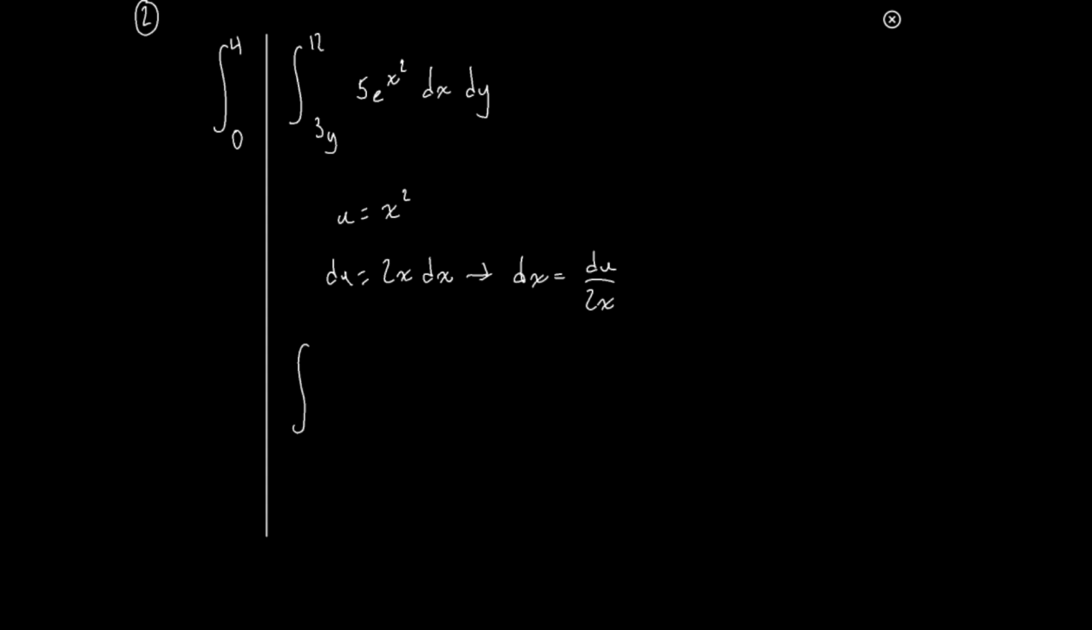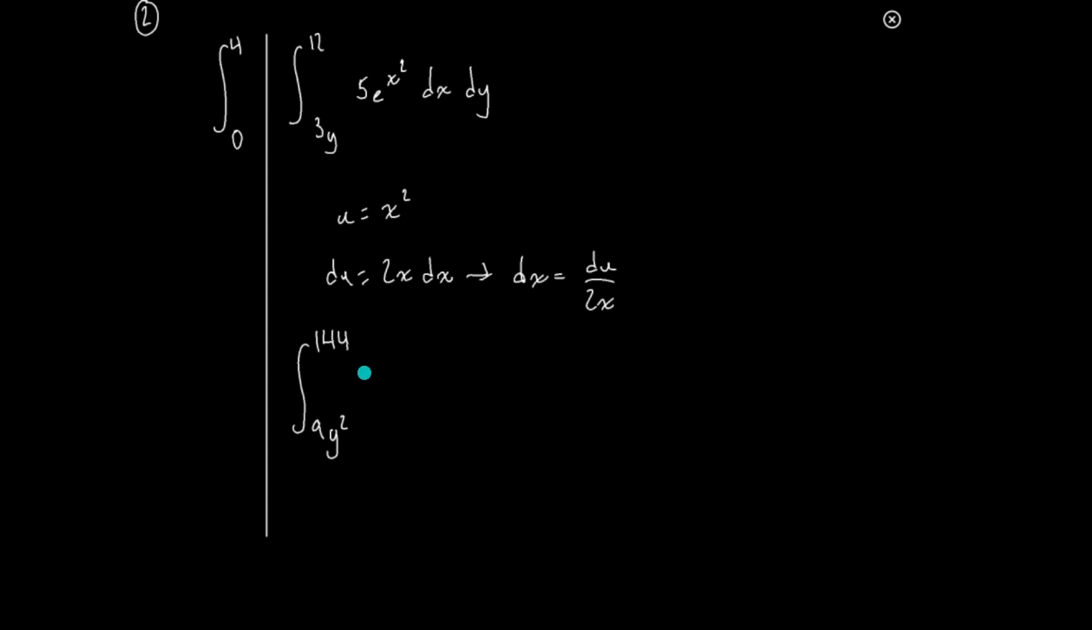Important step to remember is that we need to convert our bounds. So our bounds go as this equation goes. So we plug our bounds in for x in this equation, and then u is what we plug back in for our bounds. So our lower bound is 3y. So 3y, all of that squared is 9y squared, right? And then 12 in for x, so 12 squared is going to be 144.